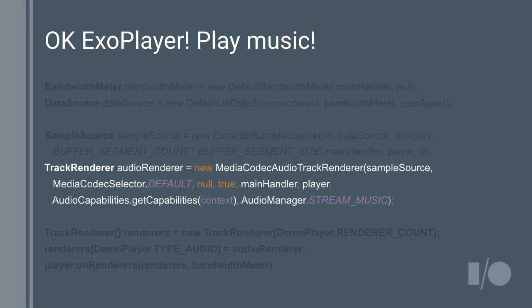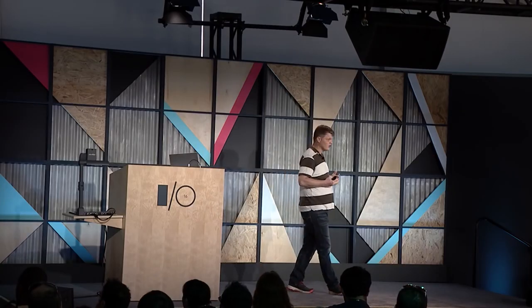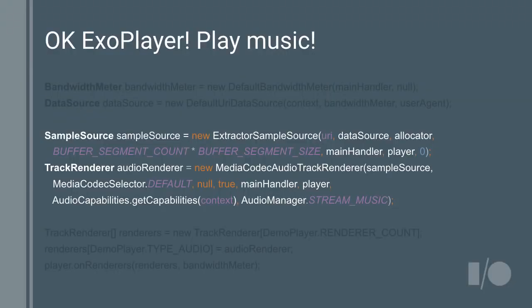We require such a track renderer. In this case, it's a MediaCodecAudioTrackRenderer. So the interface is a TrackRenderer, and the concrete class implementing this interface is a MediaCodecAudioTrackRenderer. This MediaCodecAudioTrackRenderer takes a couple of arguments in its constructor, and the most interesting one is the first argument, the sample source. The sample source is a collaborating component. So the MediaCodecAudioTrackRenderer requires a sample source to get audio data or audio samples from it.